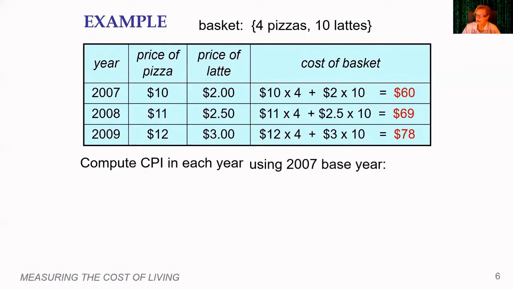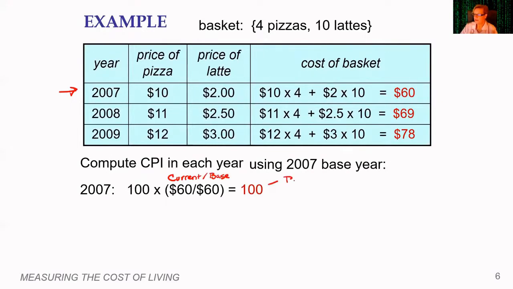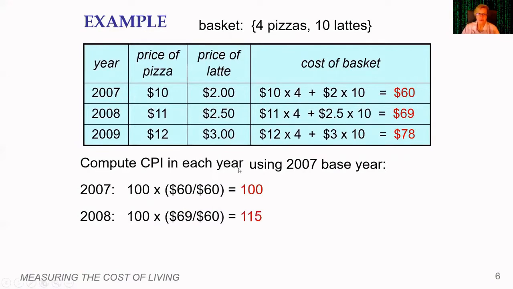Compute the CPI in each year using 2007 as a base year. So we're going to use the first year that we're given, and we're going to take the current year divided by the base year. Okay? So for 2007, we take the current year, 2007, divide it by the base, multiply it by 100, and this is 100 basis points because we're expressing everything in 2007 dollars. In 2008, then, we're going to take the current year, 69, divided by the base, and multiply by 100. And that's going to give us 115 basis points. Remember, that's 1/100th of a percent. And for 2009, the current year divided by the base year, 130.